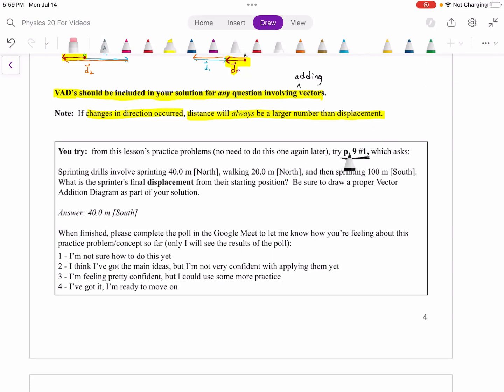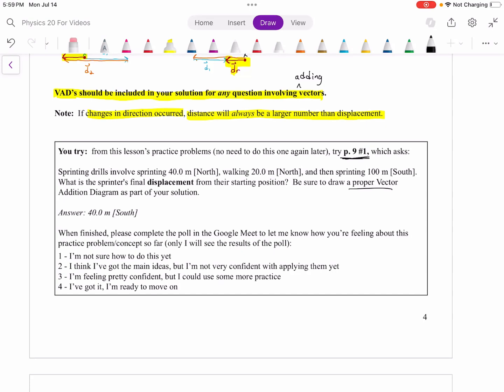Okay, so this is from page 9, number 1. I always put the question itself directly into the notes so you don't necessarily have to flip back and forth. Okay, the answer is there. This is what I use in my synchronous classes for students to check in with me. Okay, but pause the video, try this one out.